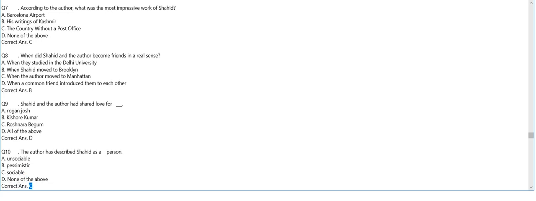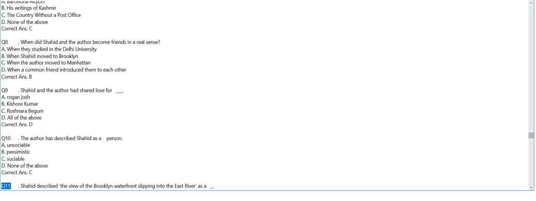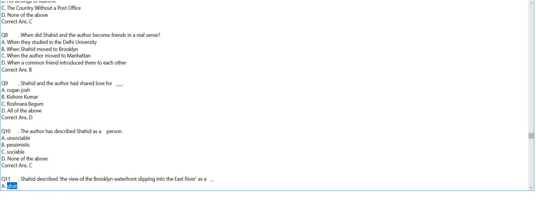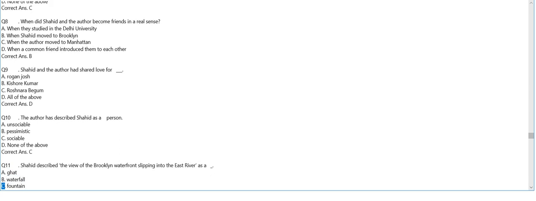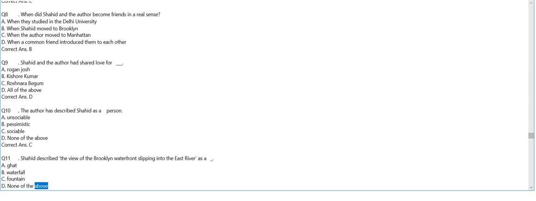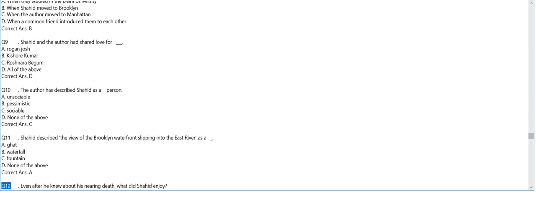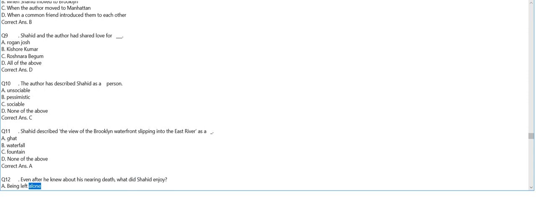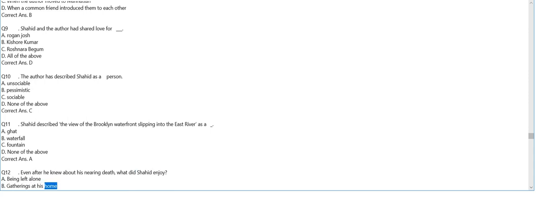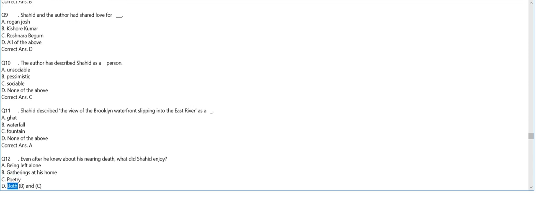Correct answer: C. Q11. Shahid described the view of the Brooklyn waterfront slipping into the East River as A. Goat. B. Waterfall. C. Fountain. D. None of the above. Correct answer: A. Q12. Even after he knew about his nearing death, what did Shahid enjoy? A. Being left alone. B. Gatherings at his home. C. Poetry. D. Both B and C.